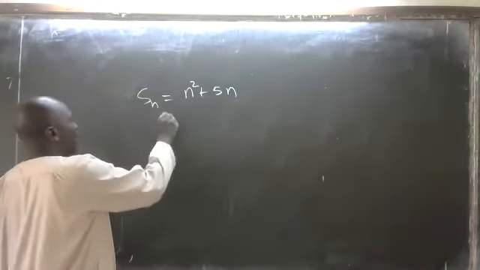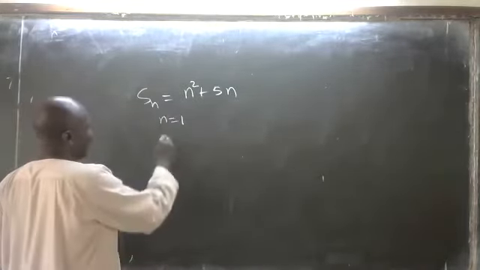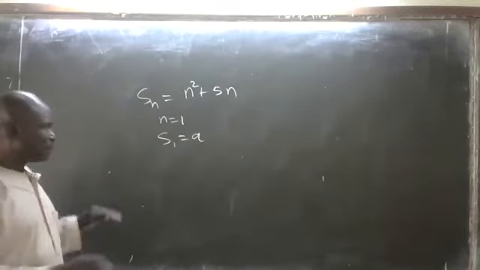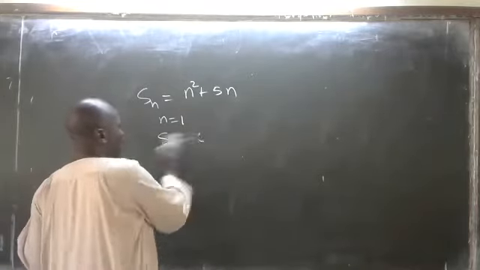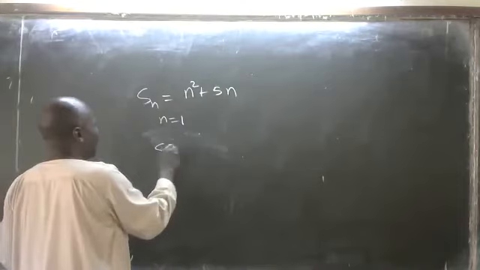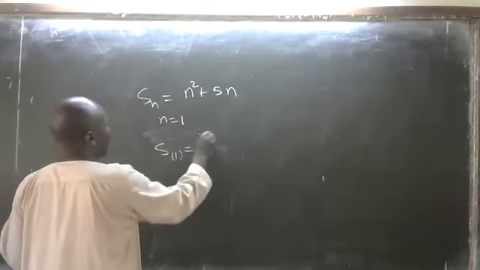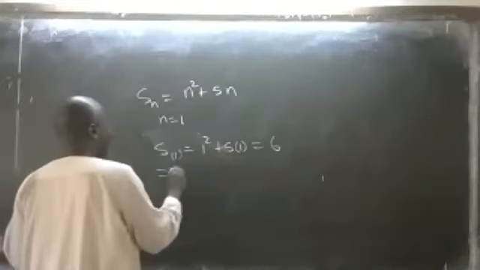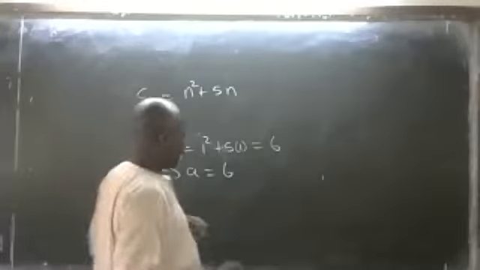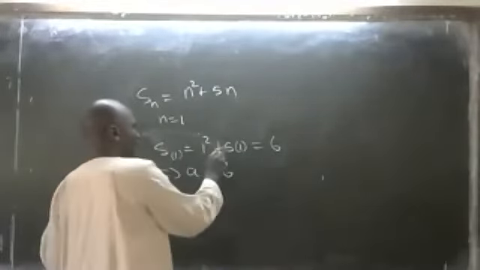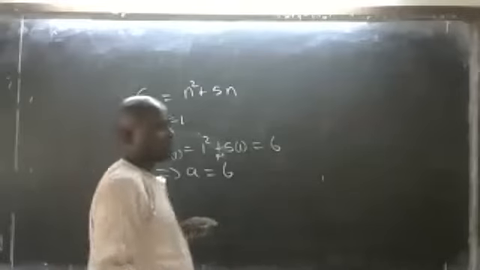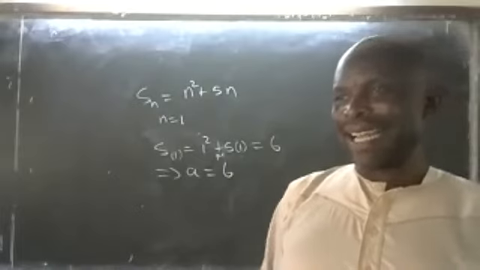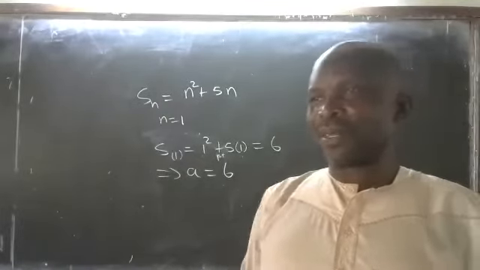So when n is equal to 1, then our S1 will equal the first term. So we shall say S1 will be 1 squared plus 5 times 1, and this will give us 6. So this implies that our first term is 6. When n is 1, you are adding nothing to that term; it is just that one term.